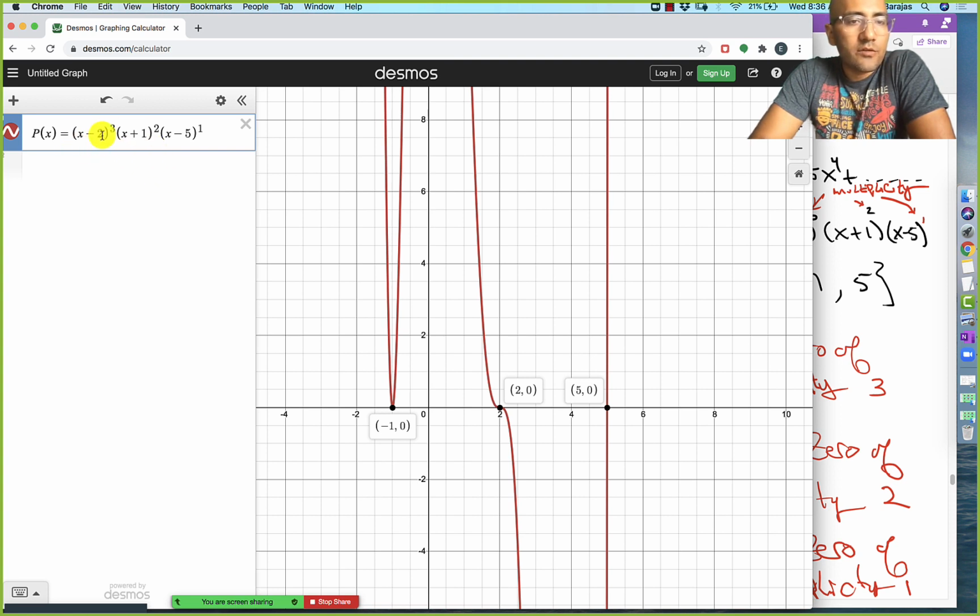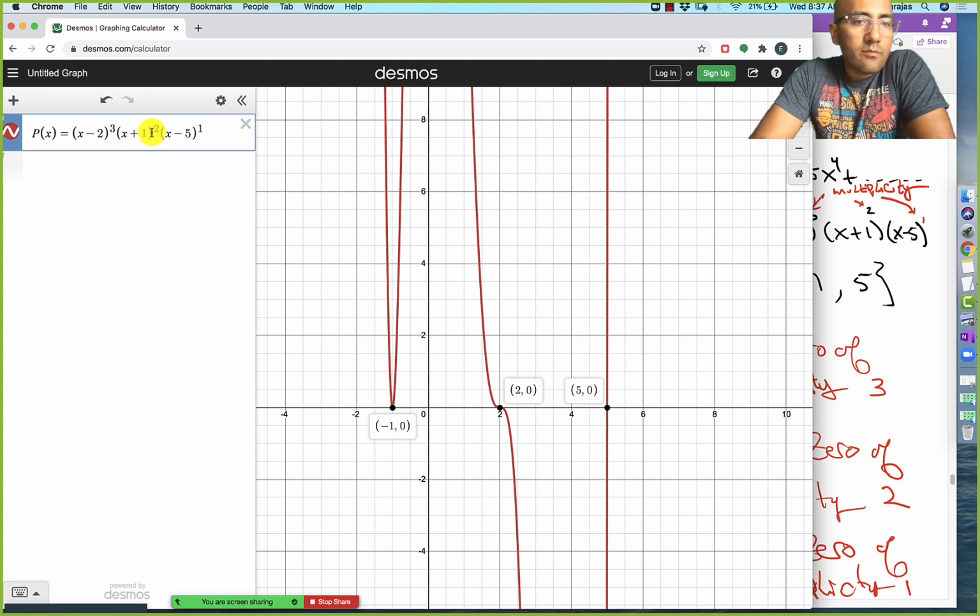Okay, and then the 2 is a zero of multiplicity 3, which is an odd one. That means it punches through it. See how the graph comes through on one side and punches through to the other side? Good. Same thing with this one. It has a multiplicity 1, which is an odd power. So it punches through to the other side.